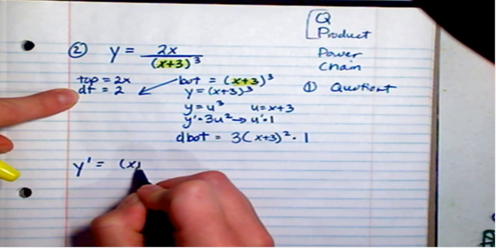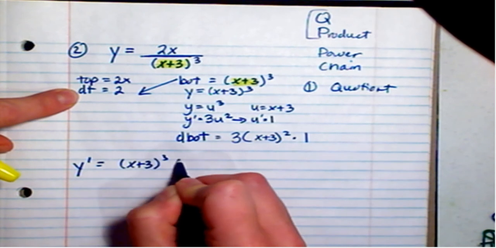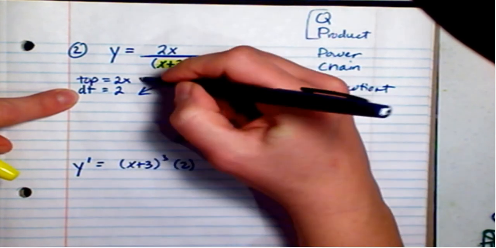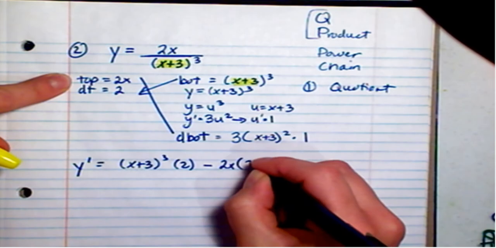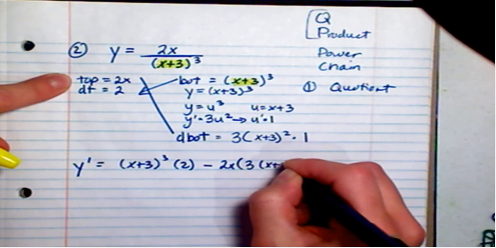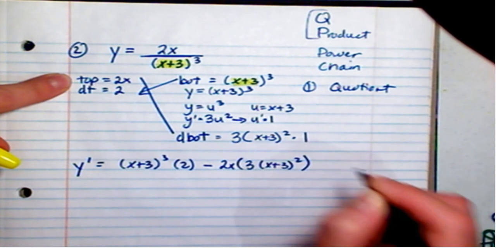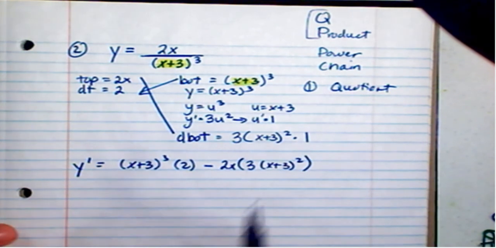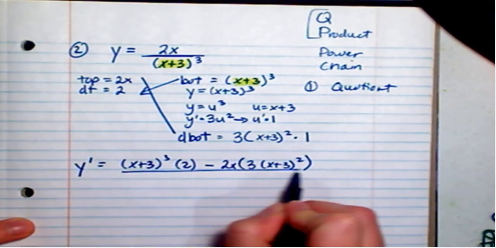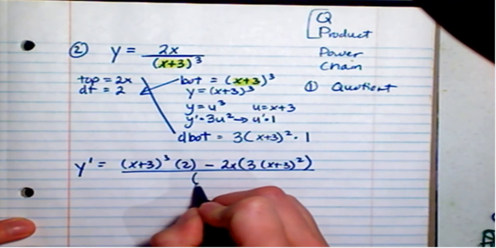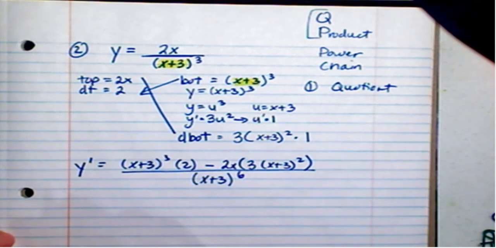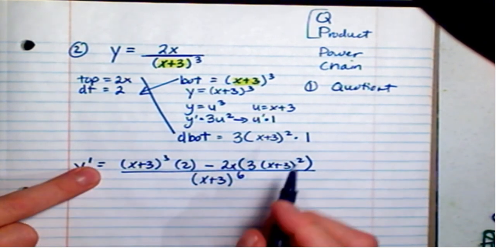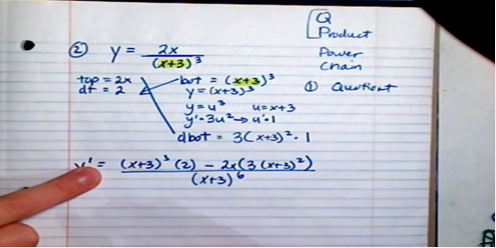Bottom, derivative top, minus top derivative bottom. Okay, I know it's looking kind of crazy, but we can do this. All over the bottom squared. Right, notice that that's a 6th power. Let's see if we can simplify at all.